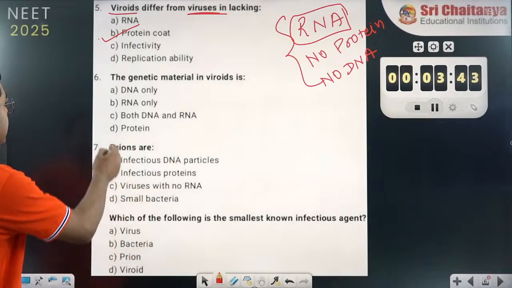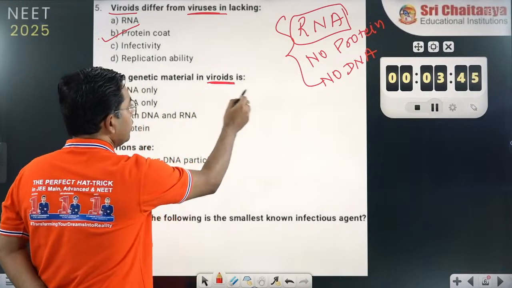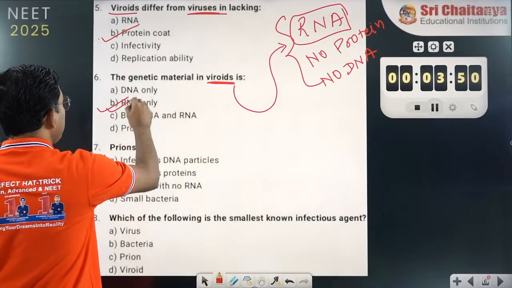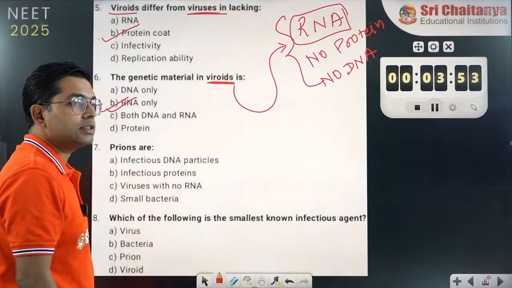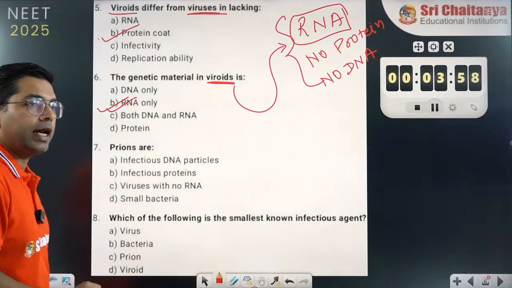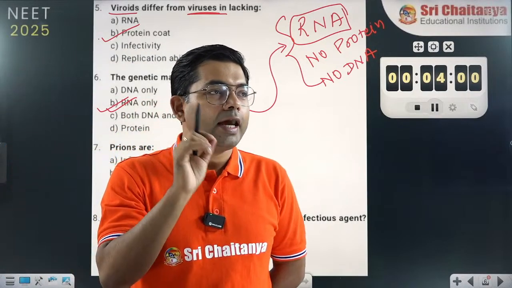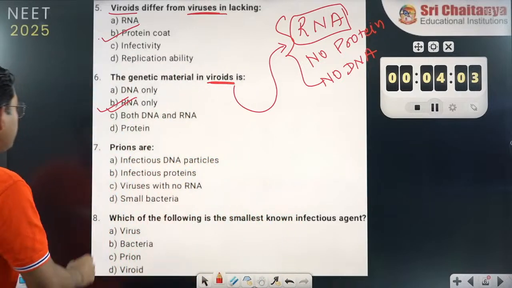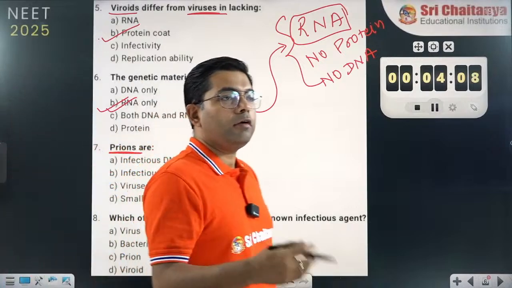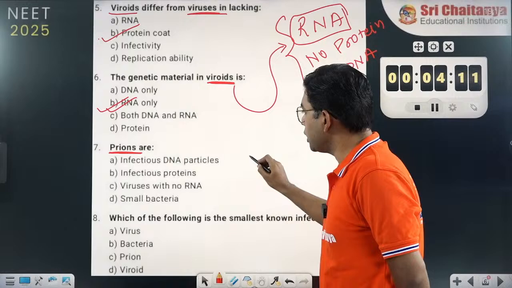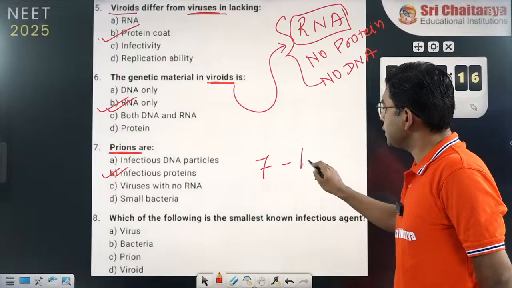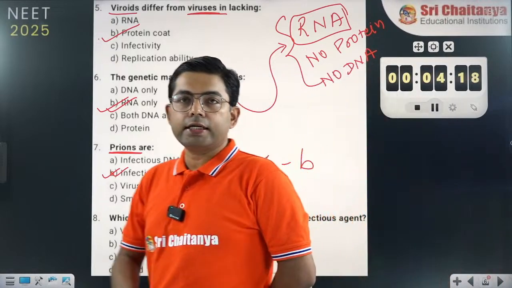Very good. Now next, the genetic material in viroid is, we have just seen what the genetic material is. It is RNA. RNA only. So the sixth correct answer is B. Very good. All of you are answering correctly. Karthik, you have to write A, B, C, D. Then prion. What kind of infectious agent are prions? So prions are infectious proteins. For 7, the correct answer is B.